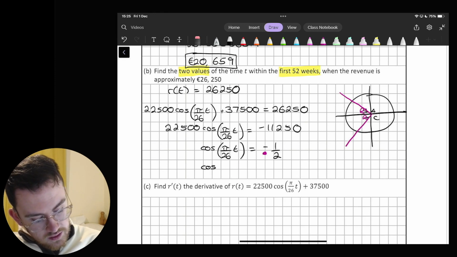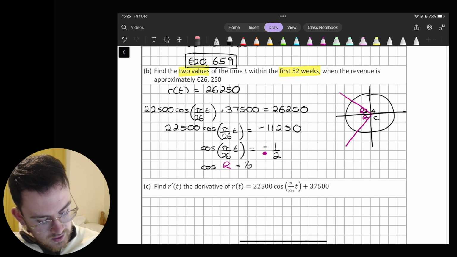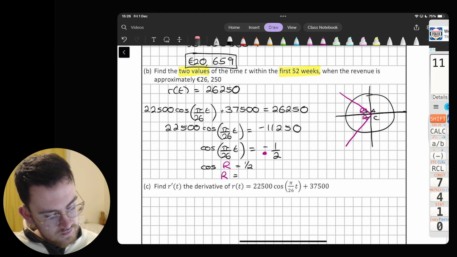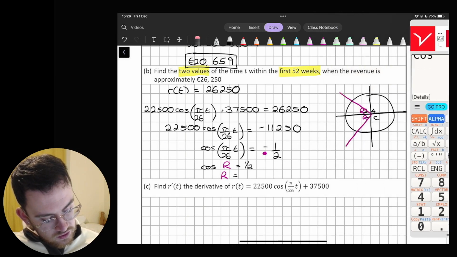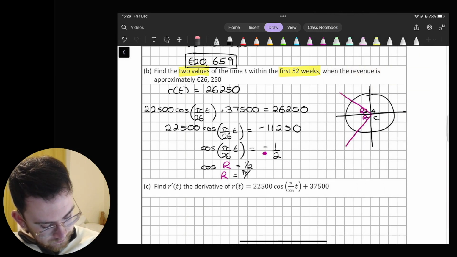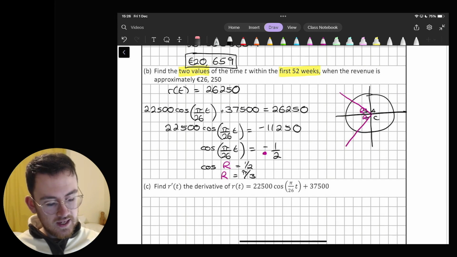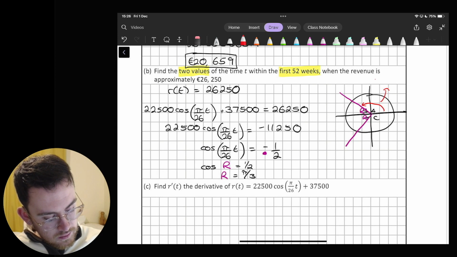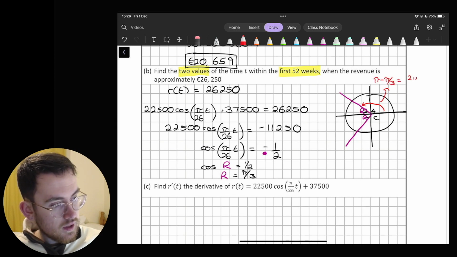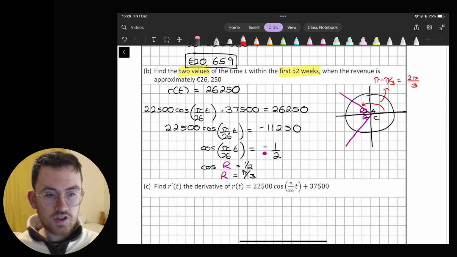So I have cos of my reference angle is equal to a half, and that's going to tell me that my reference angle is cos inverse of a half, which is pi over 3. So that's my reference angle there. So working out my two other angles, this first angle here is going to be pi minus pi over 3, which is 2 pi over 3.